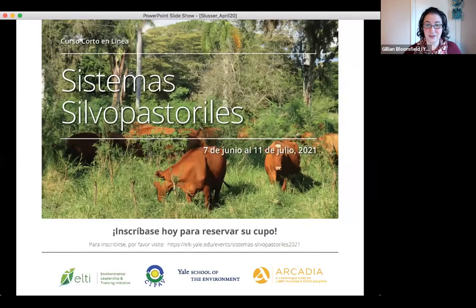Also, for those of you who speak Spanish or are connected to people who do, we have a short course coming up on silvopastoral systems. So Jake mentioned all of these important ways in which silvopastoral systems can serve to preserve local cultures and livelihoods, while also helping improve the environment. And so this course is a really neat way for people to learn more about those systems in particular.